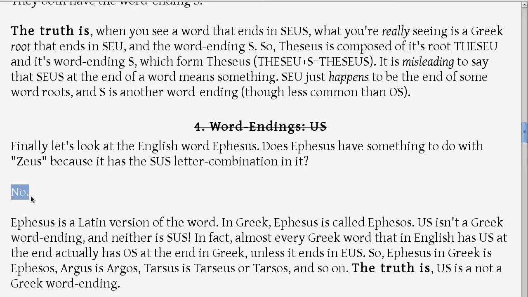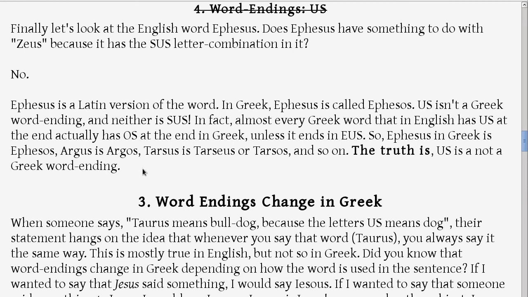Ephesus is a Latin version of the word. In Greek, Ephesus is called Ephesos. Notice the U is replaced with an O. Or actually, I'll show it here. E-P-H-E-S-U-S is the Latin version, and E-P-H-E-S-O-S is the Greek version. Now, obviously, in Greek, it would be in Greek characters, but again, just so that you can compare them, it's called transliterating. I'm showing the Greek word in English letters.